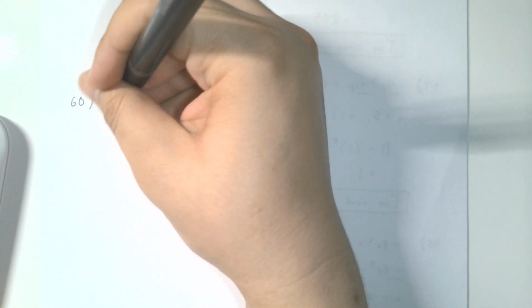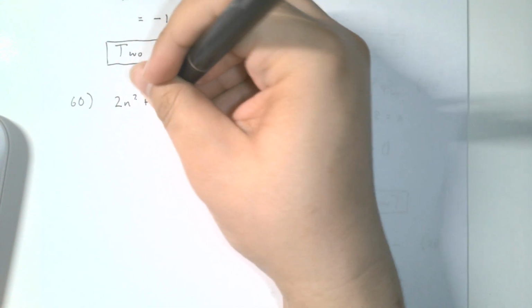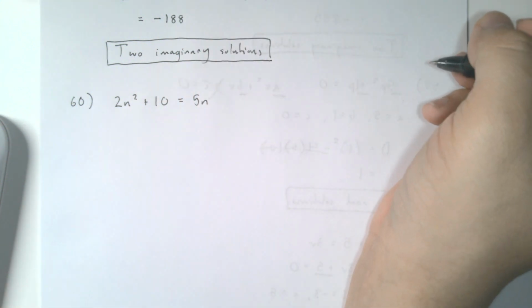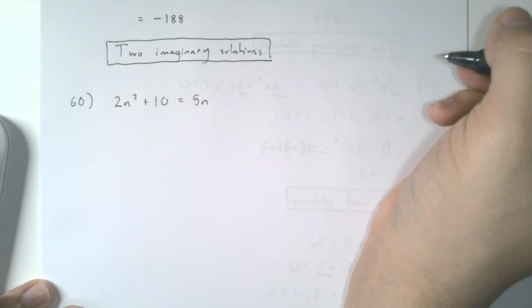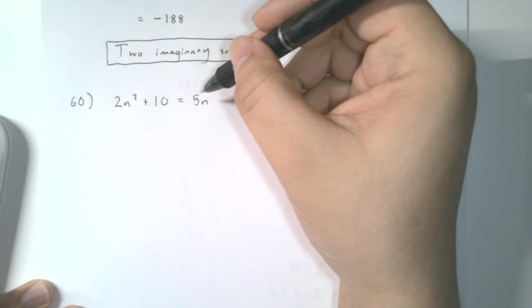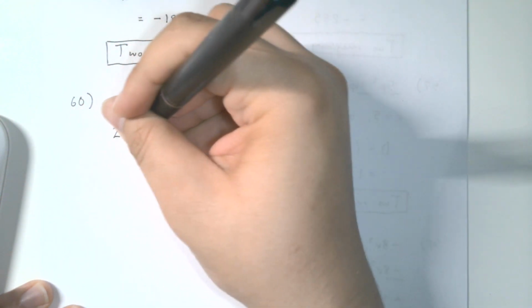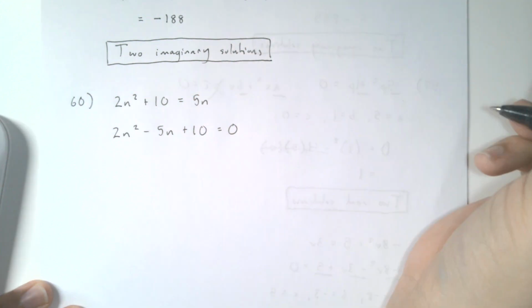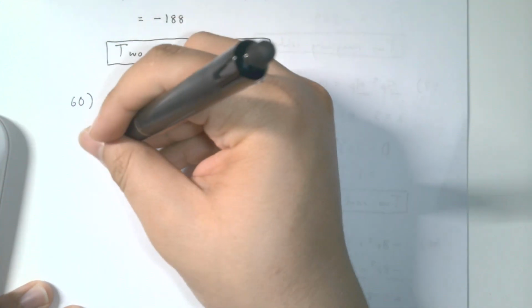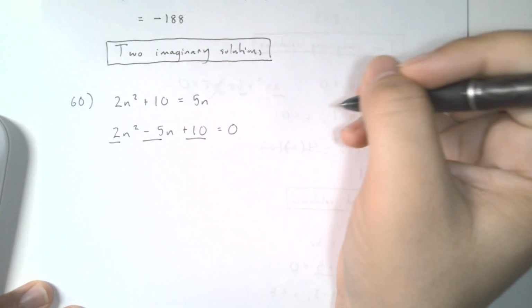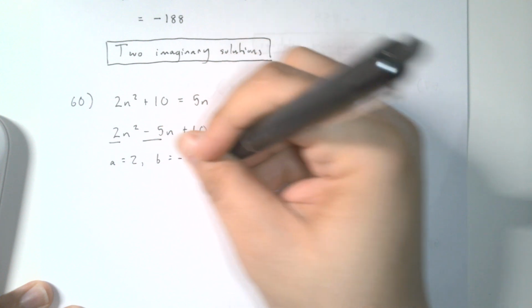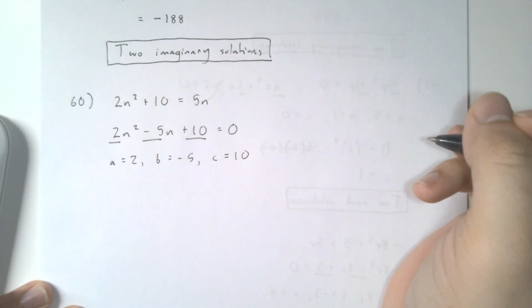And last one for this section, we have number 60. We have 2n squared plus 10 is equal to 5n. Not in standard form, but we can fix that by subtracting 5n from both sides. So we have 2n squared minus 5n plus 10 is equal to 0. A, b, and c are given by these. We have a is equal to 2, b is equal to negative 5, and c is equal to 10.